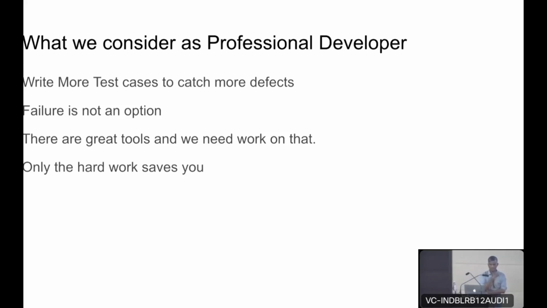Agreed? Like Raja sir said, there are observability tools, JUnit, everything is there. We need to work on those tools to do our job. Last one, only hard work saves you. Particularly in this recession time we are in, everybody will say hard work, hard work, hard work. Right? How many of you agree with all the four?